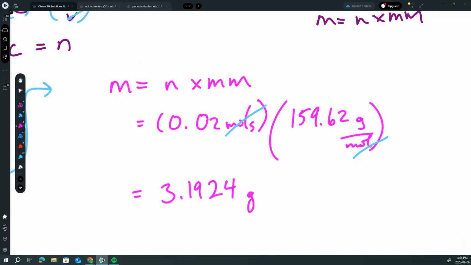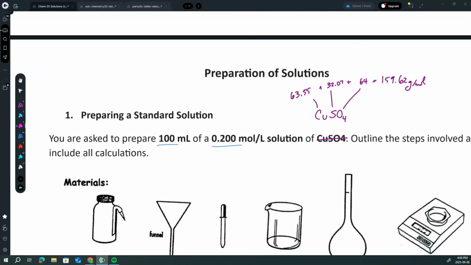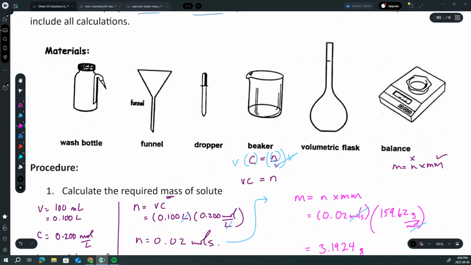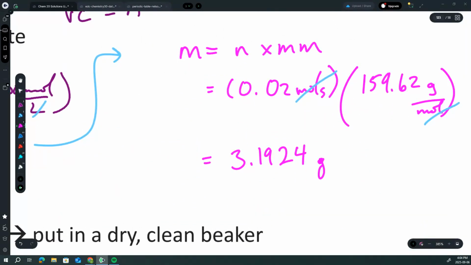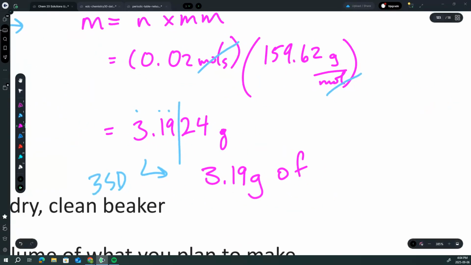3.1924, and that's grams. Looking at my given numbers here, we have 3 sig digs and 3 sig digs. Reminder that leading zeros don't count for sig digs. So this is 3 sig digs. There's my 3 significant digits. So my final answer is 3.19 grams of copper 2 sulfate.